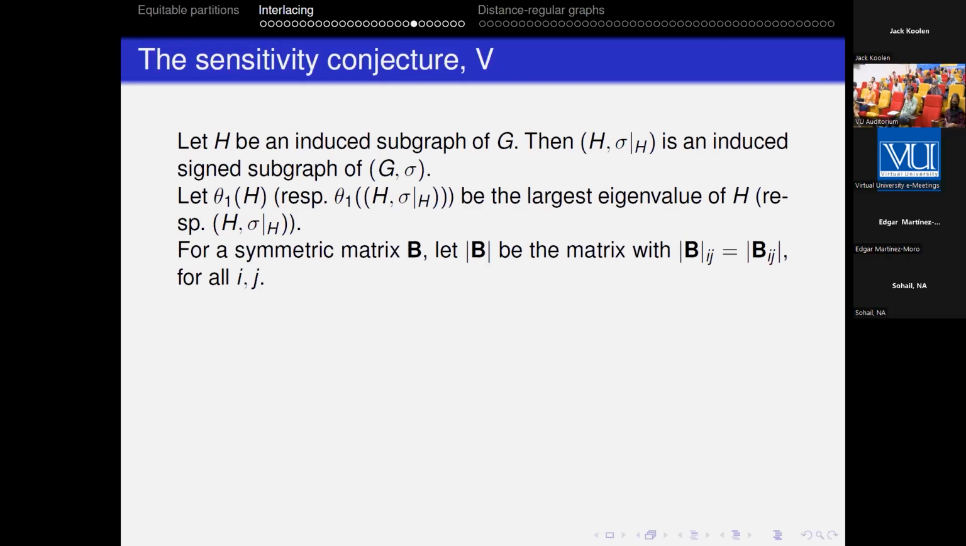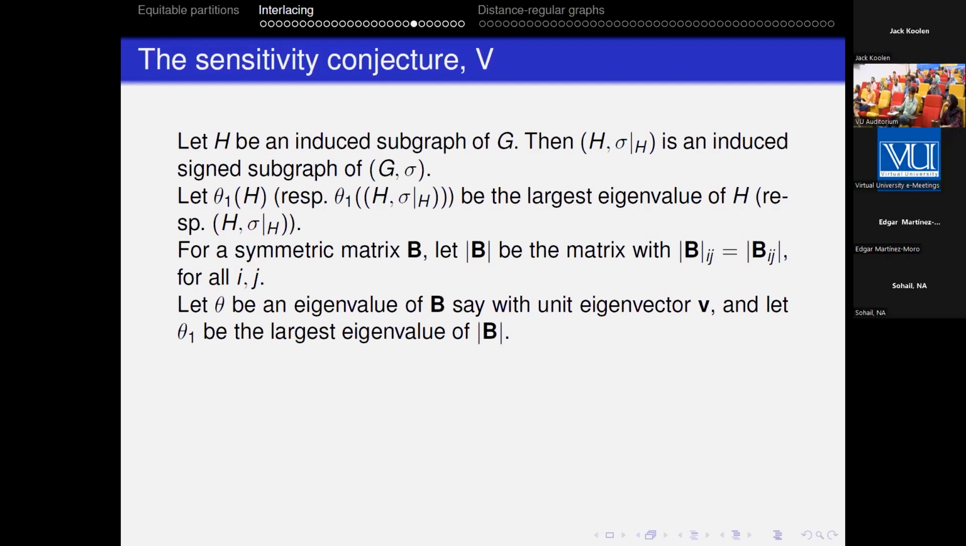Now we need something closely related to the Perron-Frobenius theorem. It's not exactly Perron-Frobenius, but we look at any matrix B. We look at the absolute value of the matrix, which means that all the entries are the entries of B in absolute value. So now we want theta to be an eigenvalue of B, say with unit eigenvector x, and let theta_1 be the largest eigenvalue of the absolute value of B.